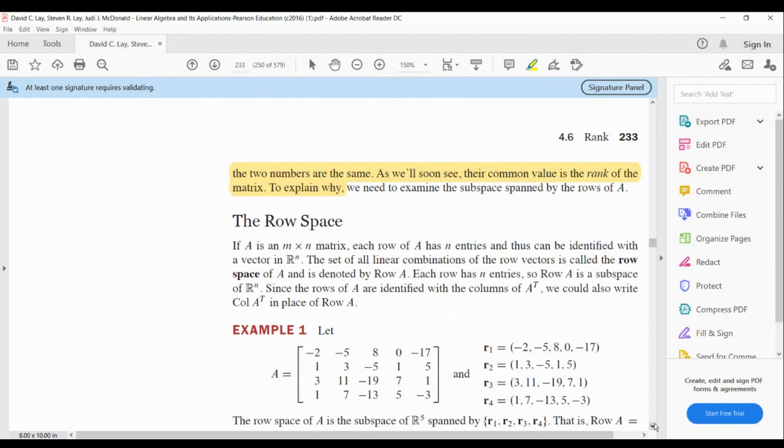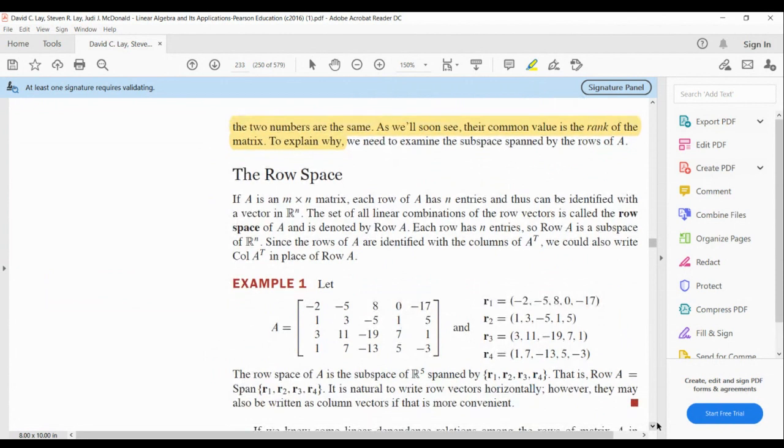So first of all, the textbook talks about something new, something called the row space. So you understand what a column space is. I always go back to definitions. The column space is, of course, the span of the column vectors of the matrix A. Well, the row space would be the span of the row vectors of a matrix A.